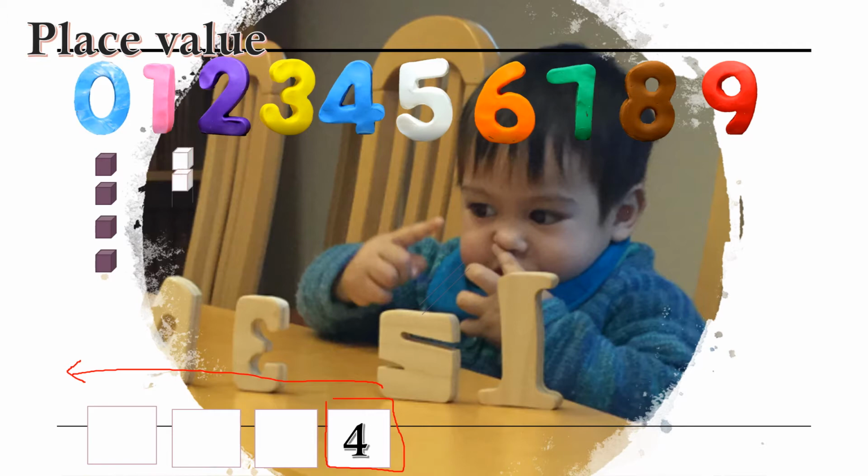Next, we have a group of 10. Okay, how many groups of 10 did we have? We had 2. We're going to call this one the tens place. We'll write it in the second box to the left. Okay, tens place tells how many groups of tens we had.